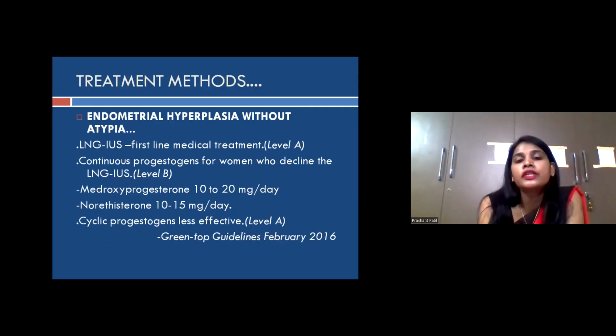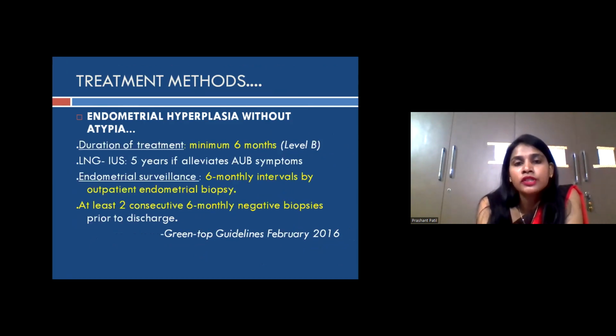Now how long do we need to give these progesterones continuously? The minimum duration of treatment is at least 6 months. Whereas if we put an LNG IUS, it covers for 5 years and the symptoms would be completely reduced. But on oral progesterones, it will be at least 6 months.